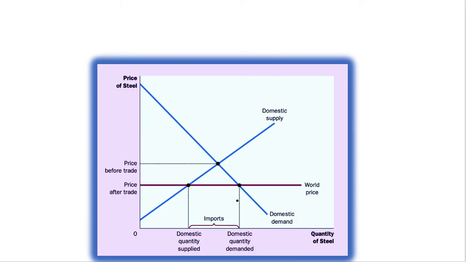Similarly, if the international price or world price is lower than our domestic price, this is our domestic price again, and this is the world market price which is lower, so in this situation we will not export, we will import, because the cheaper product is available in the world than in our country. So when we open the market, we will import more steel from the world.